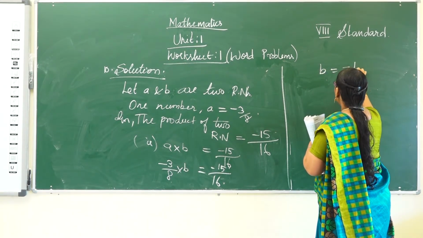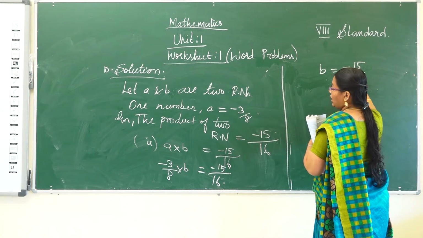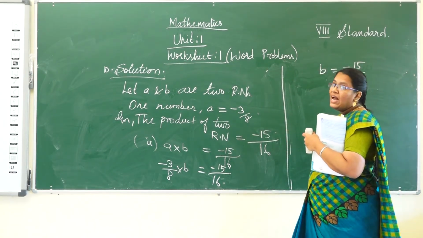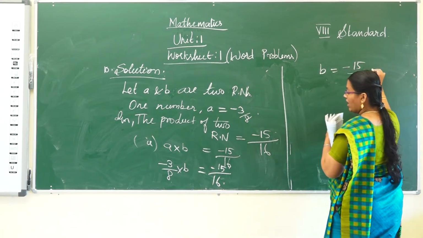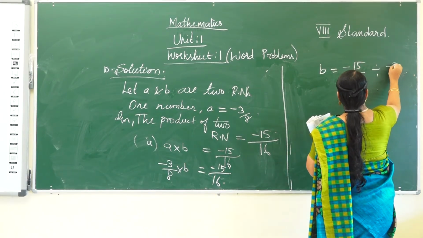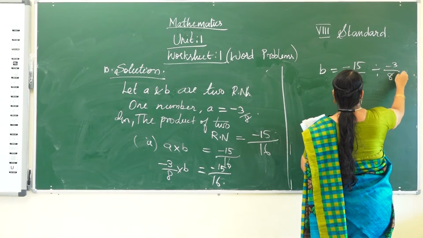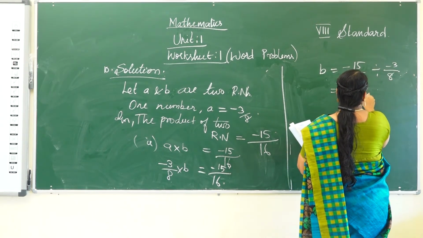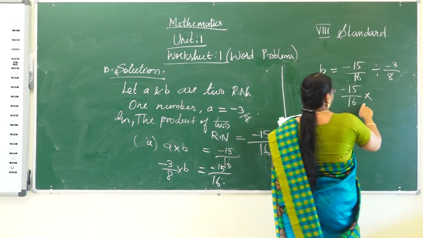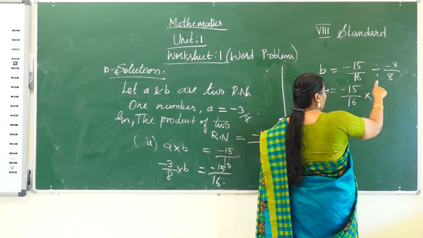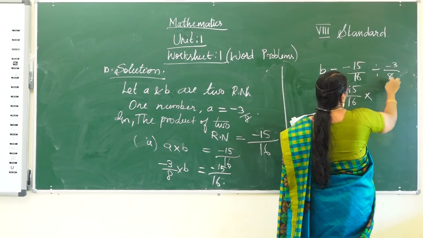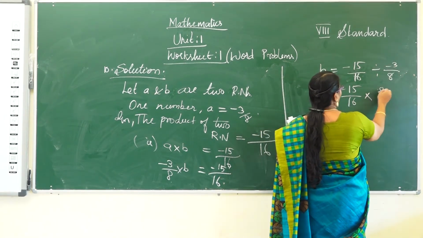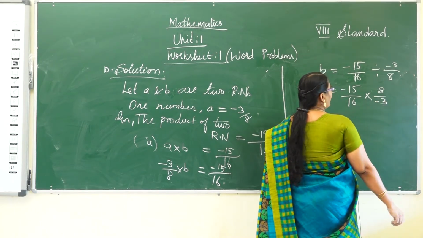Okay, so on this side minus 15 by 16, that side is multiplication. By using the transpose method, it changes to division. So divide by minus 3 by 8. It can be written as minus 15 by 16 multiplied by the reciprocal of the fraction. So what is the reciprocal of minus 3 by 8? 8 by minus 3.